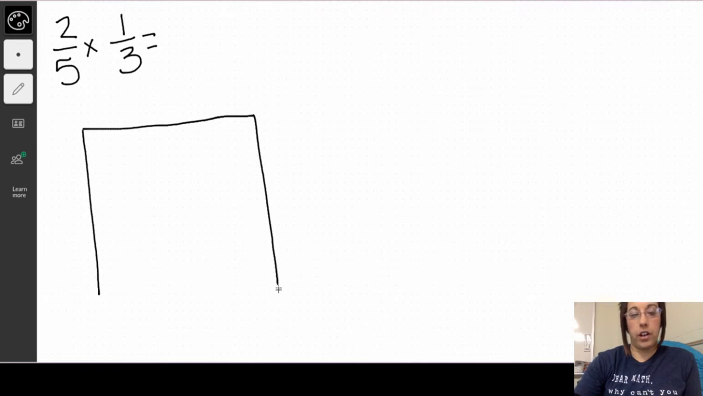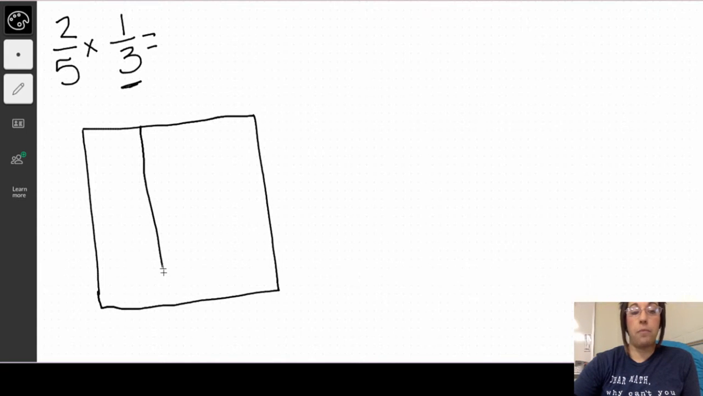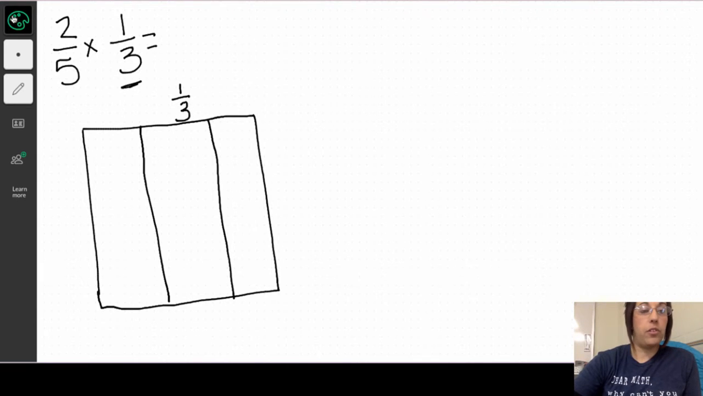Need my area here. I'm going to start with 1/3. I'm going to go up and down with 1/3, but it really doesn't matter which way I choose. As long as I've got 2/5 and 1/3, I will be able to find the area.